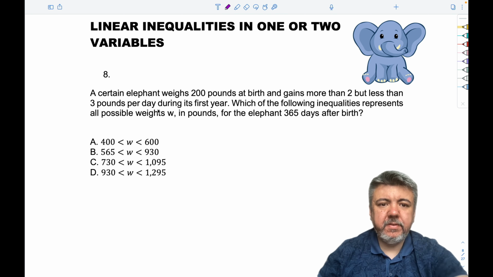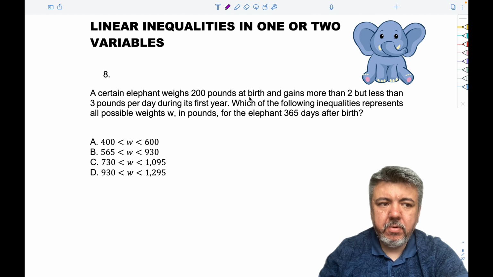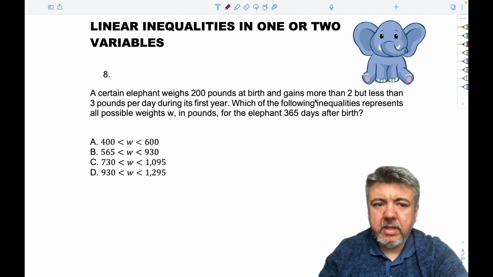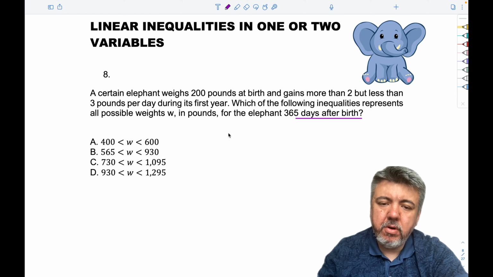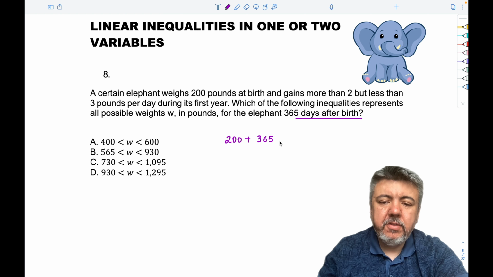Question 8. A certain elephant weighs 200 pounds at birth and gains more than 2 but less than 3 pounds per day during its first year. Which of the following inequalities represents all possible weights in pounds for the elephant 365 days after birth? So, at birth, it weighs 200. Let's say every day for 365 days, every day, it gains 2 pounds.